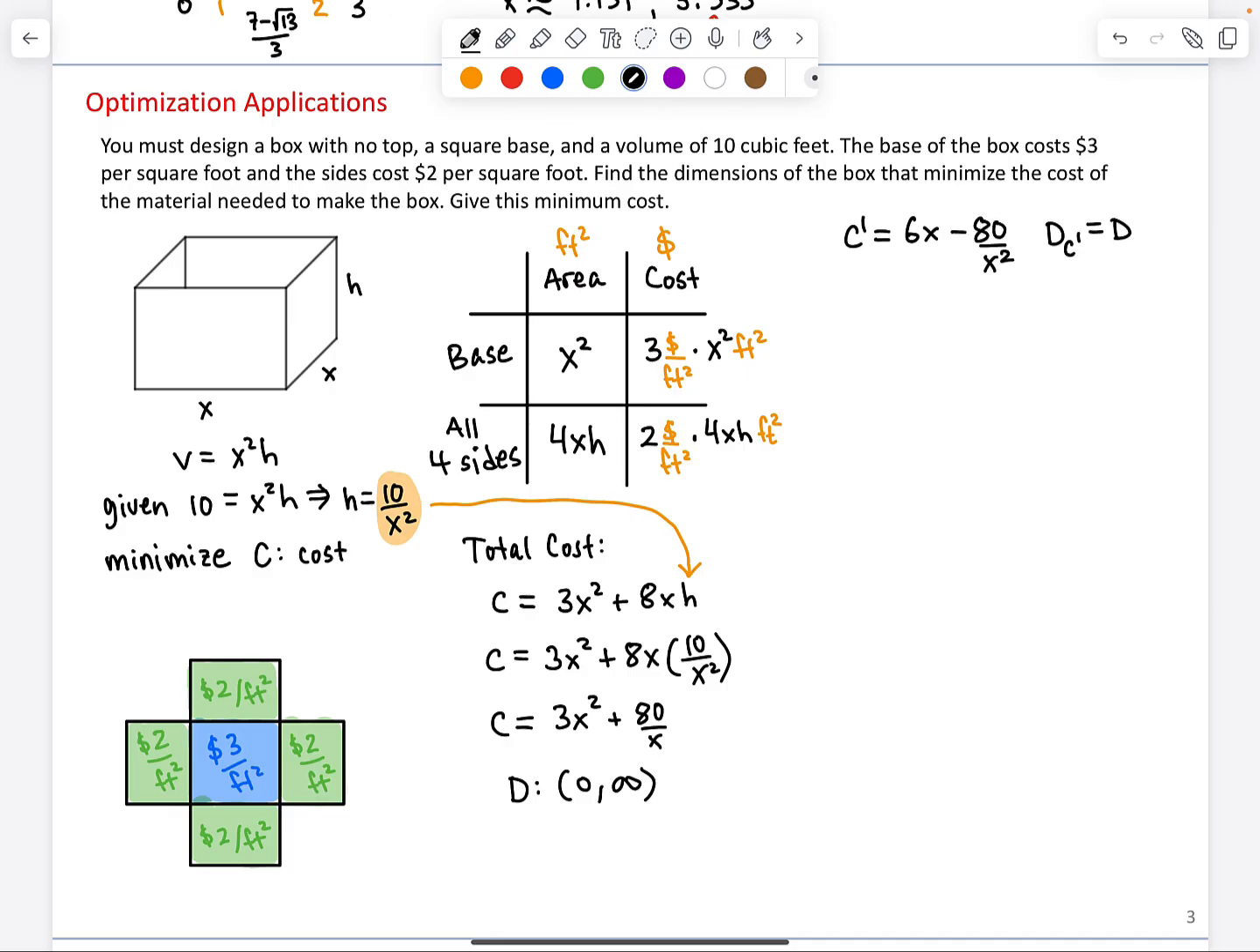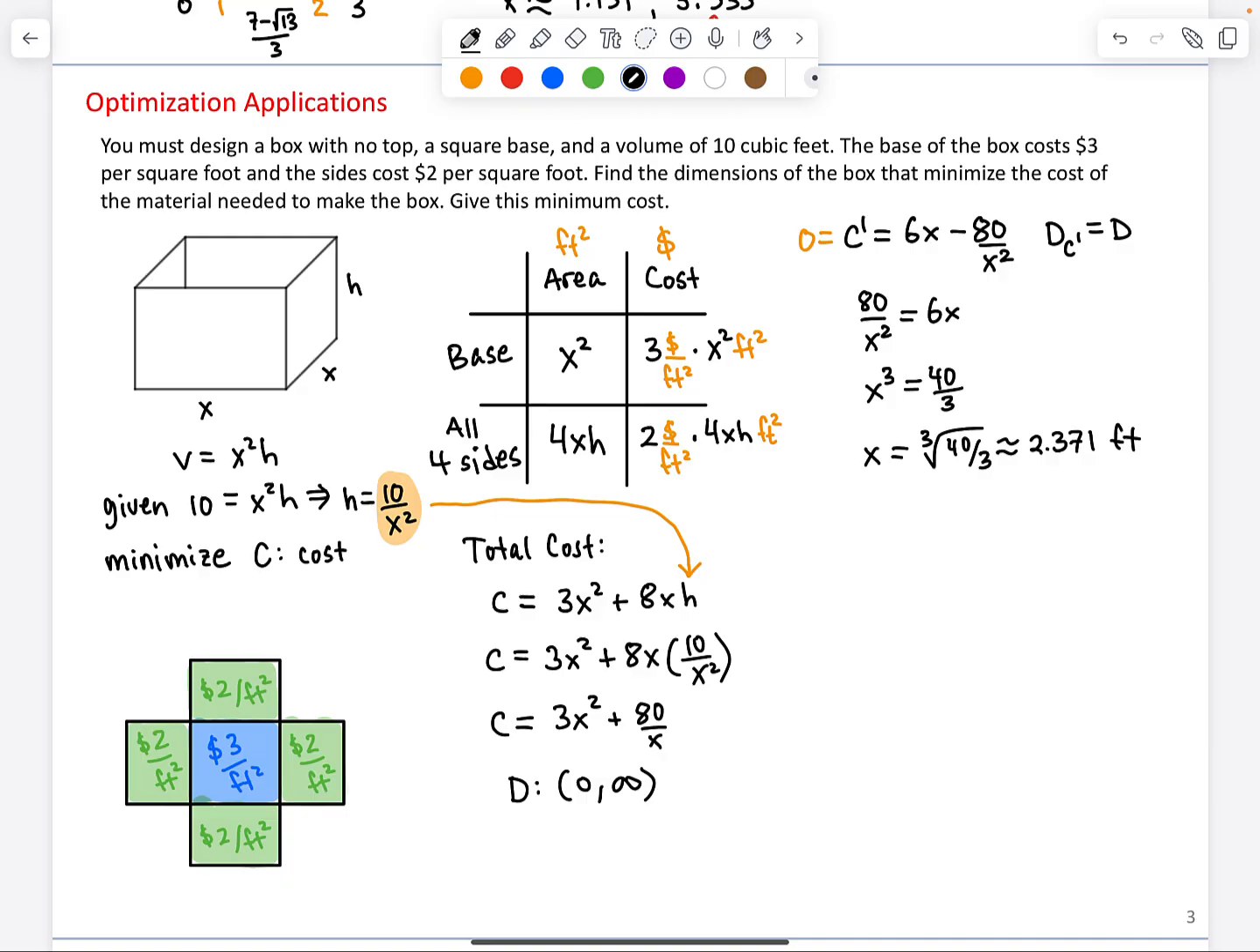There are no type 2 critical numbers. So we look for type 1s by setting the derivative equal to 0 and solving. I will add this fraction over to the other side. So we have 80 over x squared equals 6x. Multiply by x squared and divide by 6. That gives me x cubed is equal to 80 over 6, which is 40 thirds. And now take a cube root, which is approximately 2.371, and this will be measured in feet. This is our only critical number.